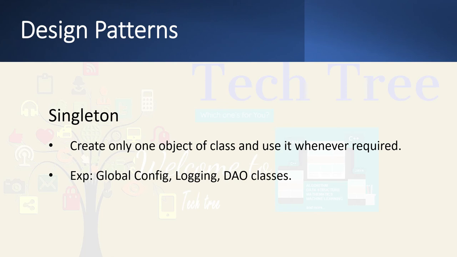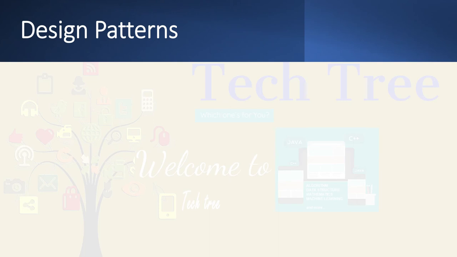So what we will do, we will create a single object of a class. We will load all the configuration in that object, and we will use that particular single object anywhere in the class. Another example is logging. We use singleton for logging, and for DAO classes as well. DAO is another design pattern that we will discuss.